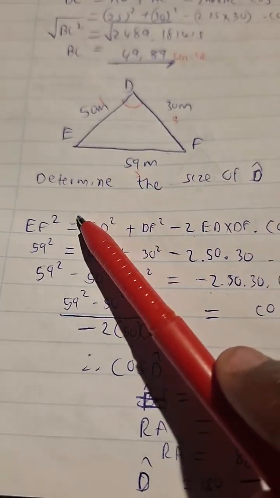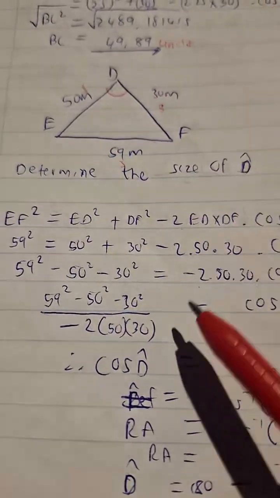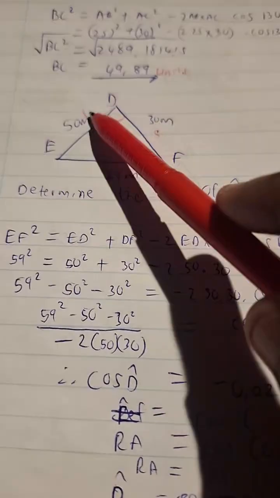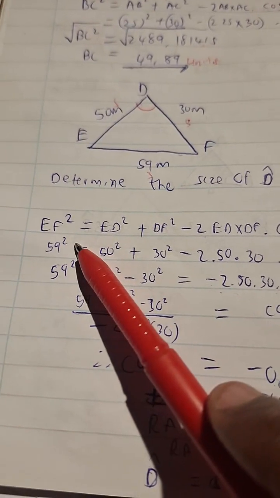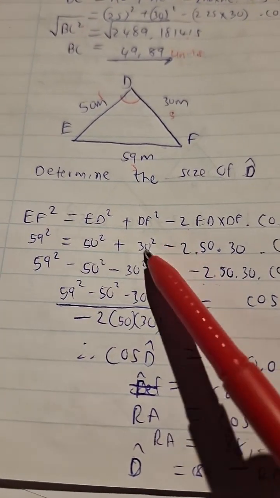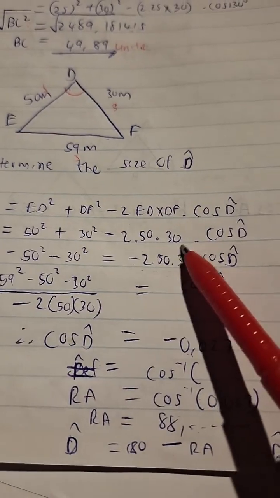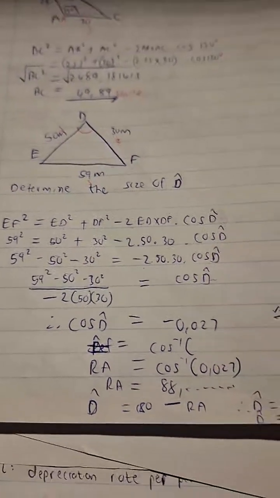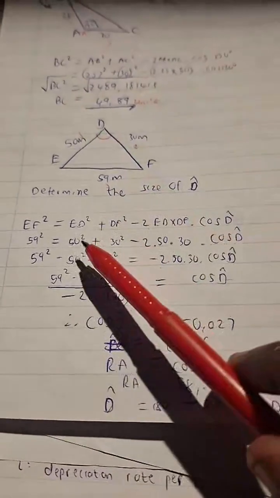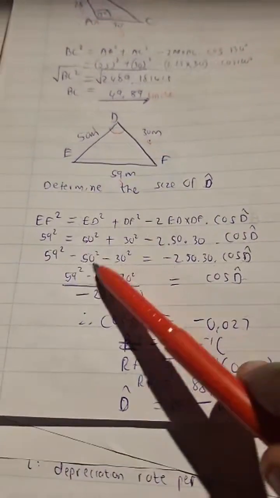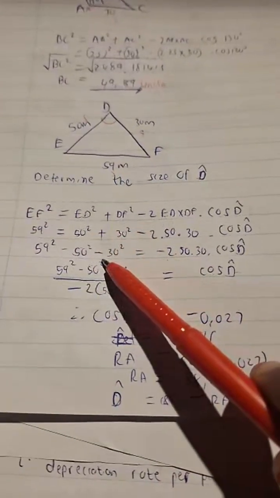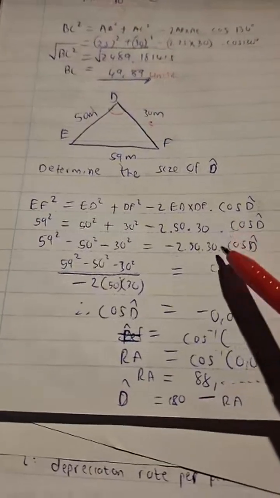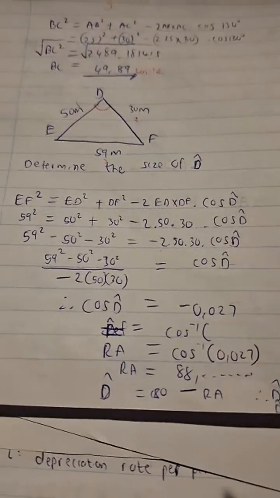So EF squared is equal to ED squared plus DF squared minus 2 times ED times DF times cos of angle D. We substitute: 59 squared is equal to 50 squared plus 30 squared minus 2 times 50 times 30 times cos D. Now we need to make cos D the subject of the formula. So we transpose 50 squared, negative 50 squared, and we transpose 30 squared, negative 30 squared. We can't transpose this part because it's negative 2 multiplied by 50 multiplied by 30 multiplied by cos D.